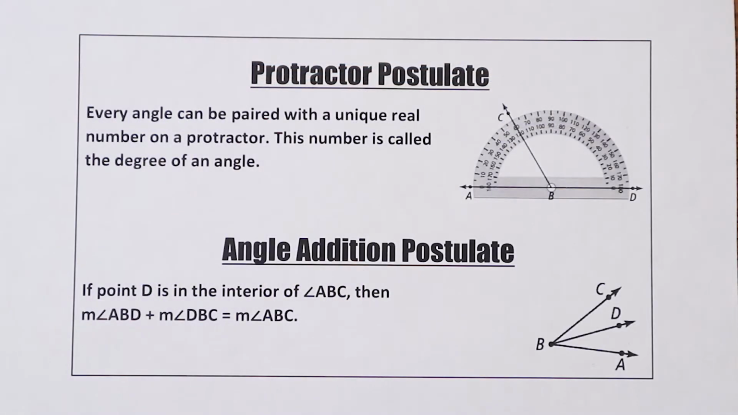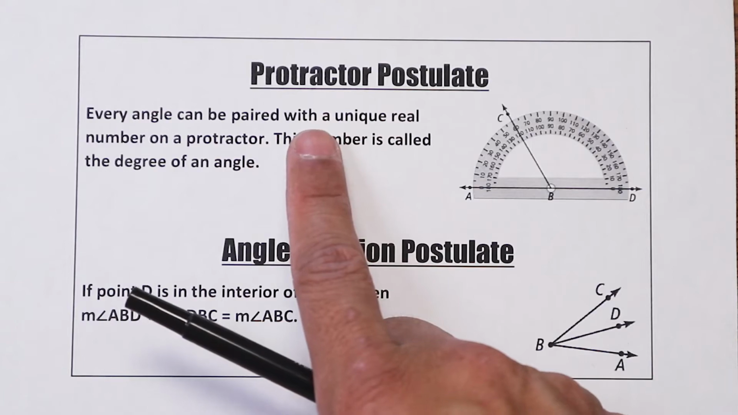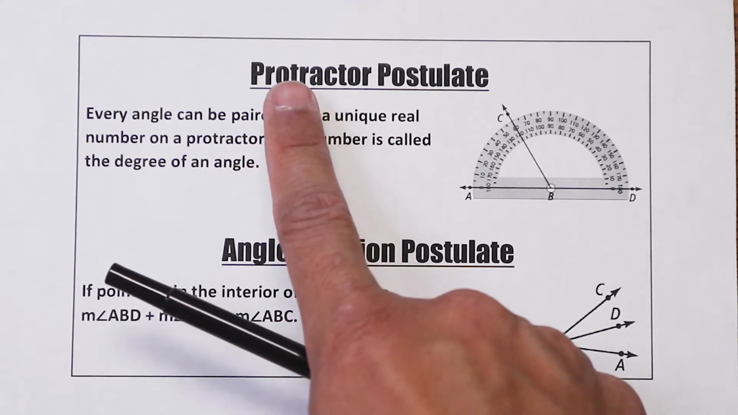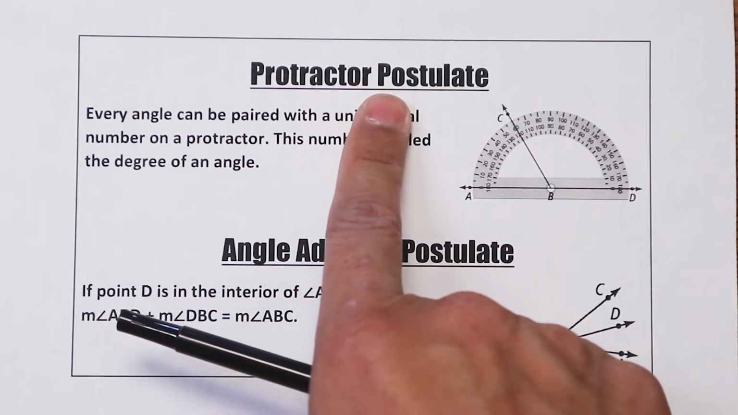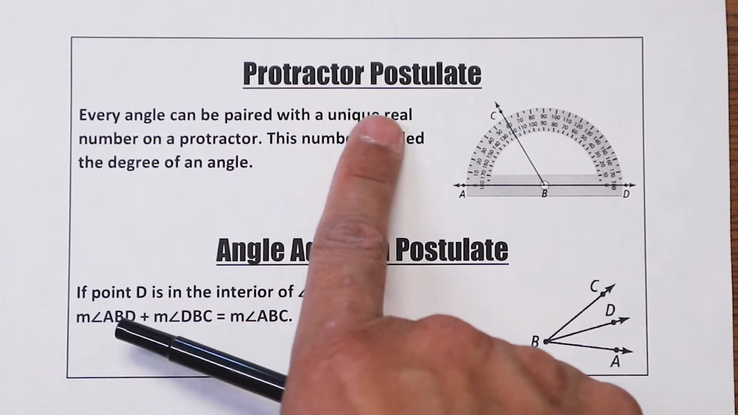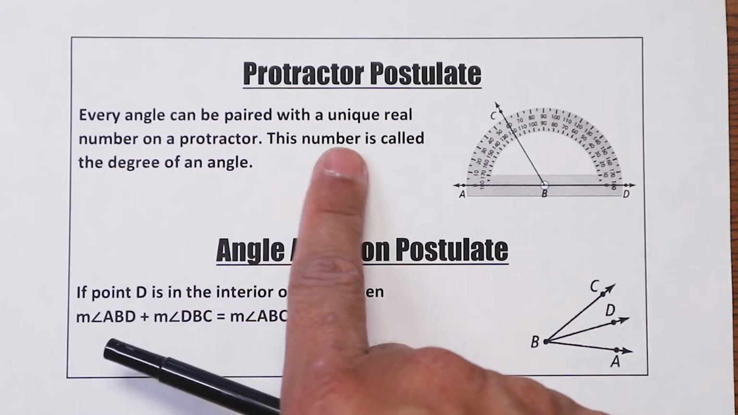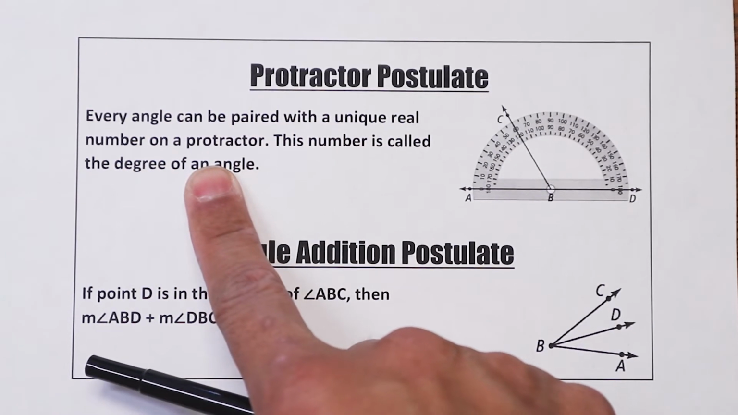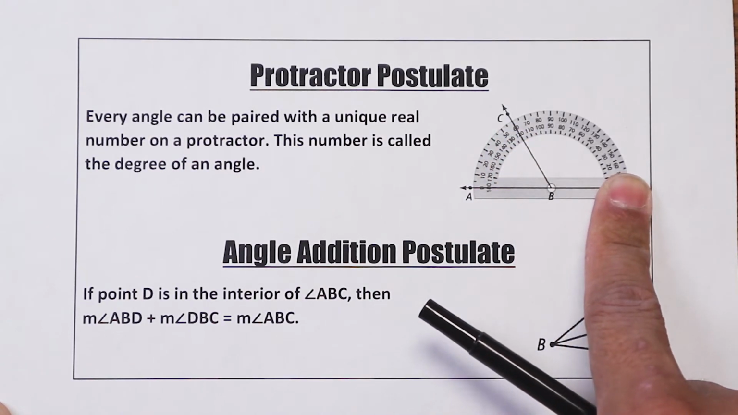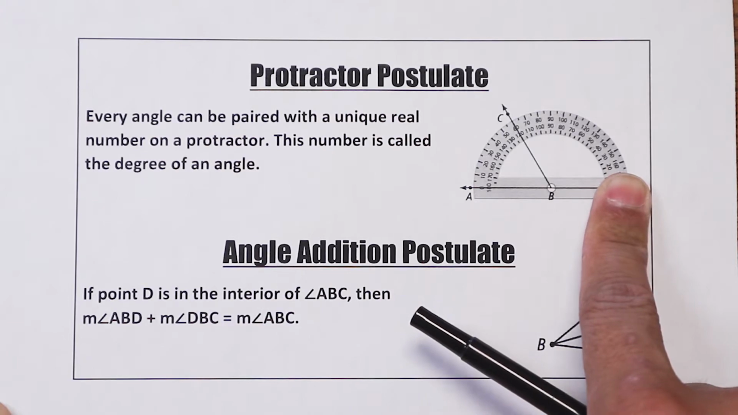So similar to the ruler postulate, where you could put any points on a coordinate on a ruler, you could also put any angles on a protractor. So this one says every angle can be paired with a unique real number on a protractor, and this number is called the degree of an angle. So we could always measure how wide or how narrow an angle is by a protractor with its degree.